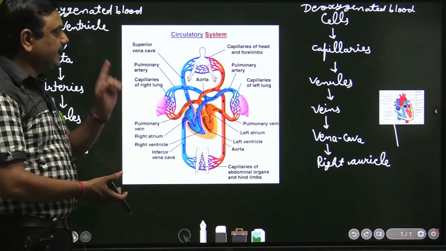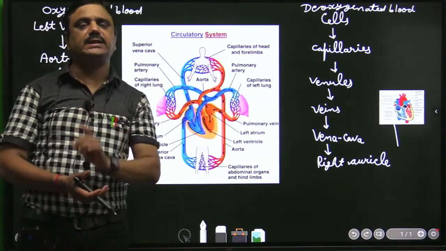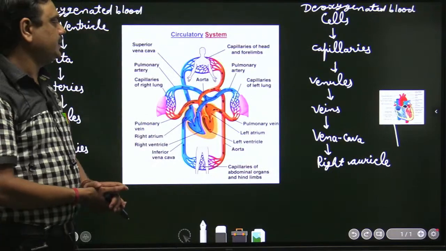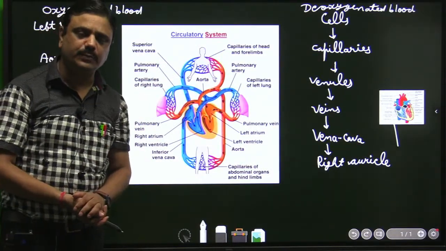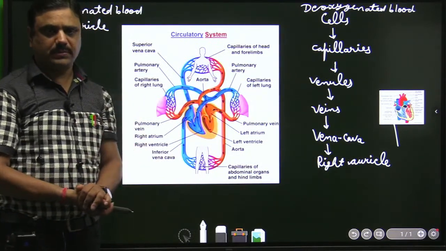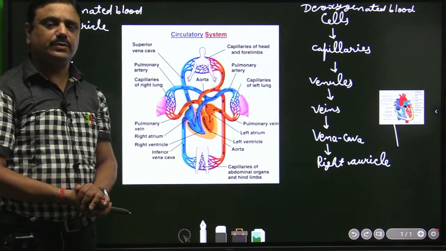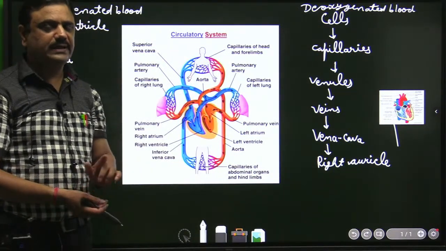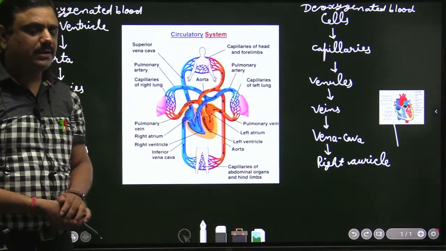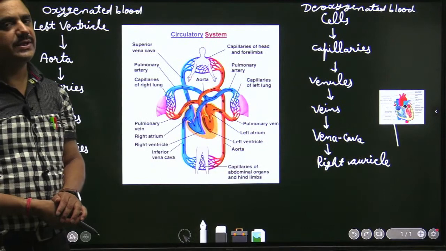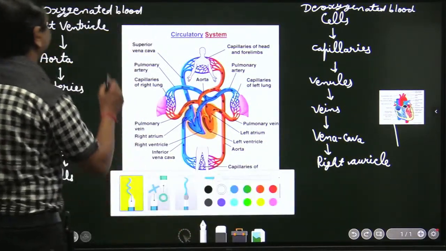Now, in one complete circulation, this blood enters twice into the heart, once in the left portion and once into the right portion. Twice. In one complete circulation, blood enters twice into the heart. And that is the reason that our human blood circulatory system is called double circulatory system.